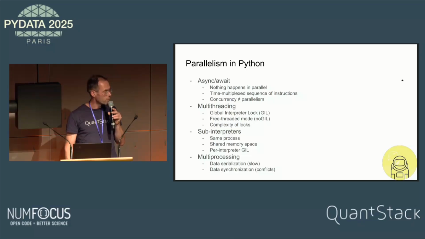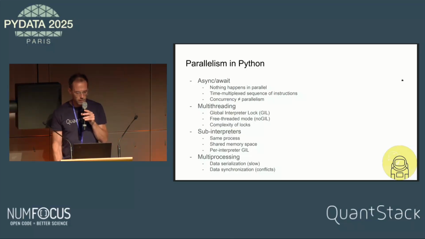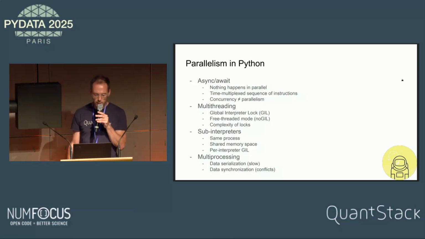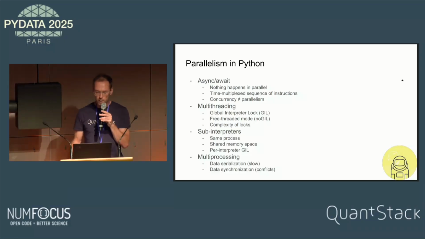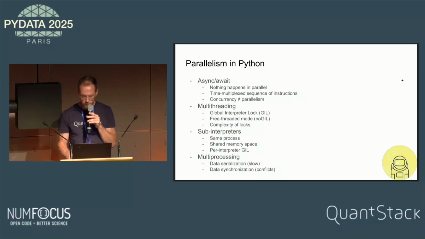And of course, you have multiprocessing that can run things in parallel, because you have one dedicated process, but then you have the problem of serializing data and synchronizing data between your processes.